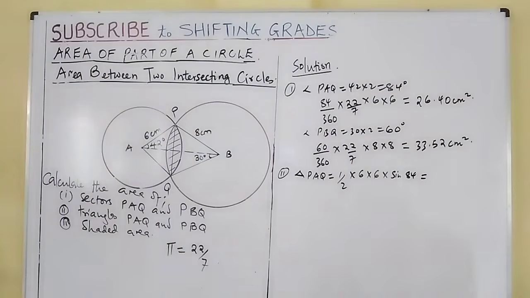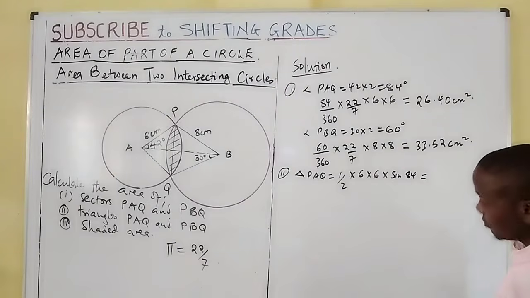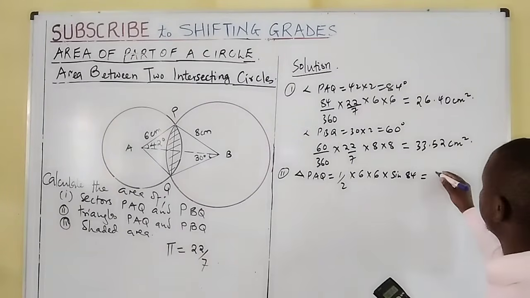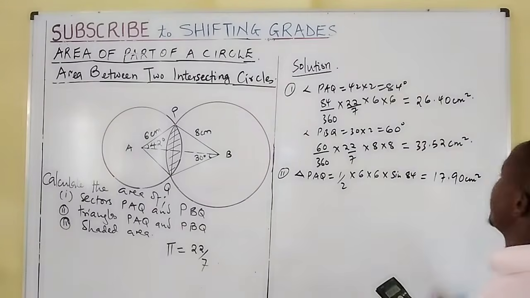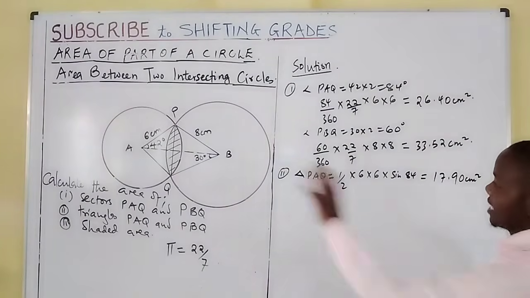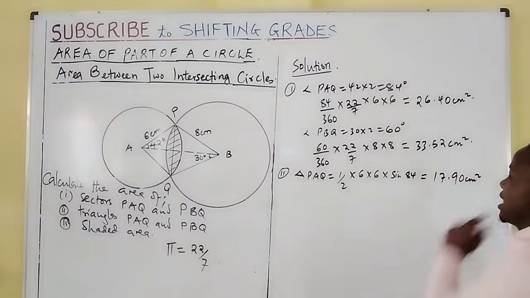The sine of the angle in between them. Therefore, half times 6 times 6, sine of 84. This gives us 17.90 square centimeters. So the area for the triangle in the first sector is 17.90.